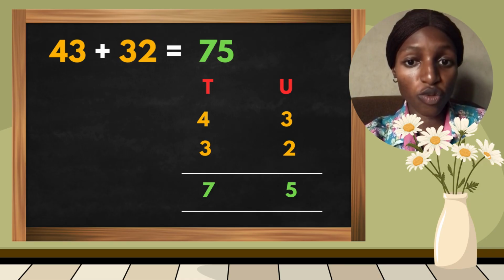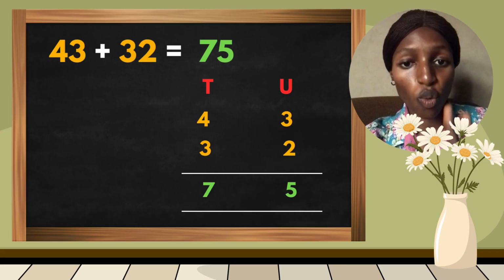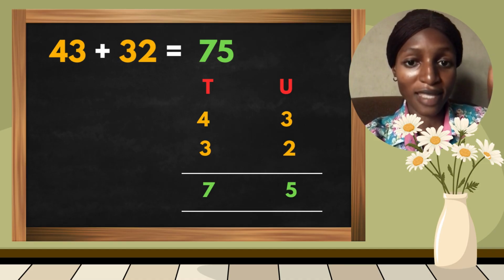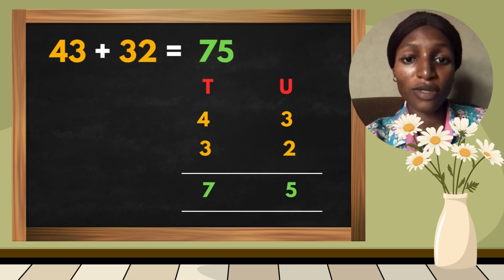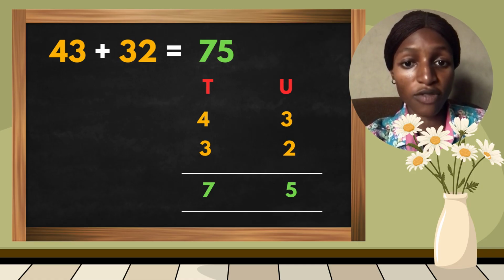Can you see everything is well aligned? 43 and 32. Let's start from the units. 3 plus 2. When you count them together, it will give you 5. The same way, 4 plus 3 under tens. When you count 4 and you count 3 together, your answer will be 7. Can you see that? Which gives you the final answer, 75.